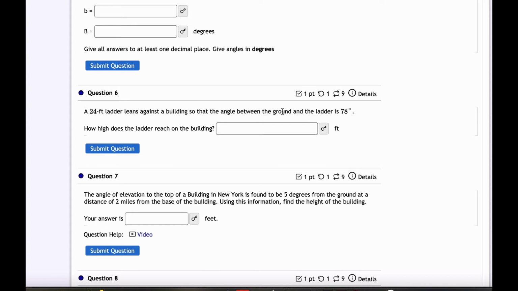At any rate, the angle between the ground and the ladder is given to be 78 degrees, and we're supposed to figure out how high the ladder reaches on the building if the ladder is 24 feet long.